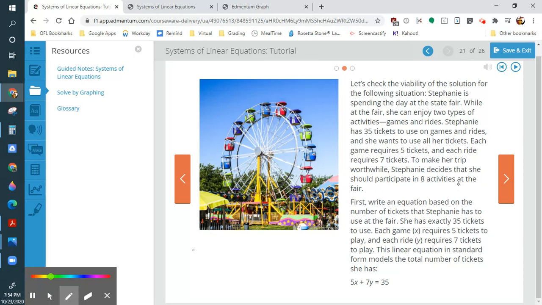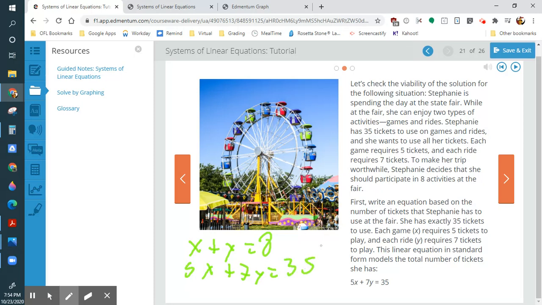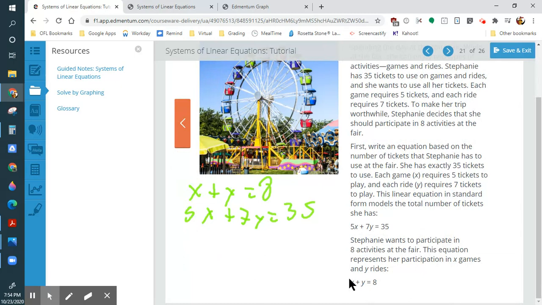He's like, I want to play games and do rides, and I want to do at least 8 of them, even though the tickets cost this much. I can do that with 35. Yeah, I can do 8 activities with 35 tickets. Let's see how this goes for him. And then they did the thing I just did with doing all the 8 activities.